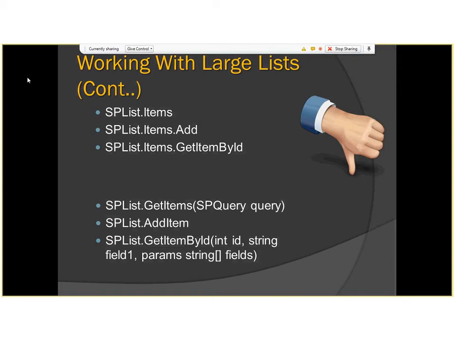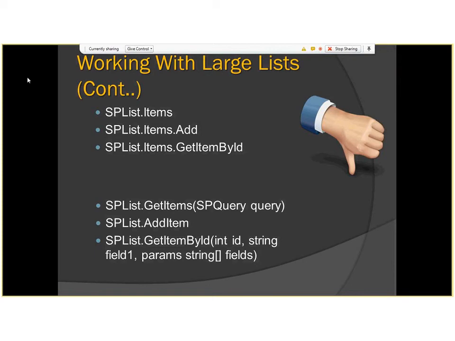You can use SPList.GetItems. You can provide the query here. And after that you can see that I'm using SPList.AddItem in comparison with SPList.Items.Add. What is the difference between those two? In the first one I'm loading the whole SPListItemCollection object as the items, and then I'm adding the items in that item collection.